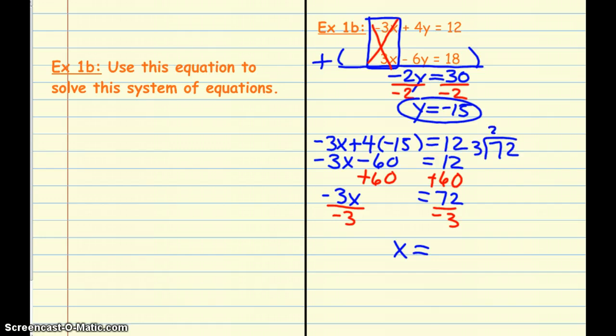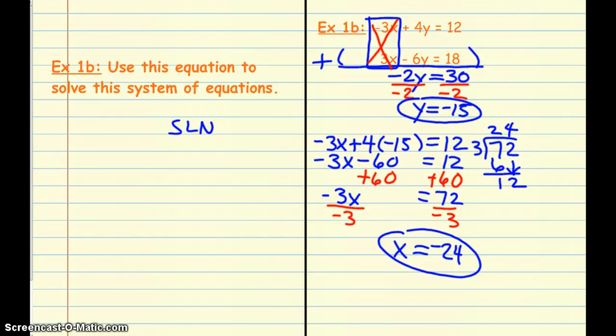3 goes into 7 2 times. There's 6. 1, bring my 2 down, and 3 goes into 12 4 times. So 72 divided by negative 3 gives us negative 24. Again, once you have your x and your y value, then you write your solution as a coordinate pair of negative 24, negative 15.